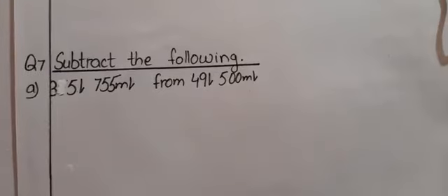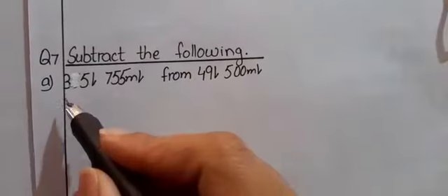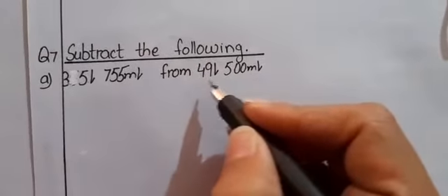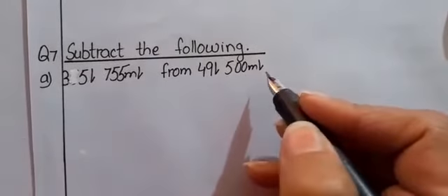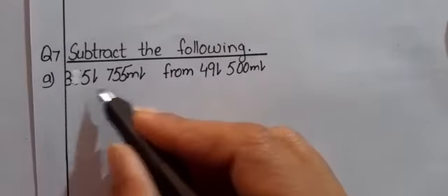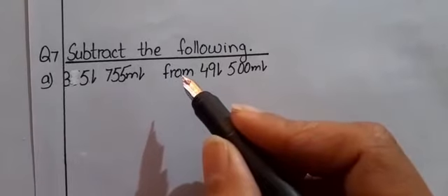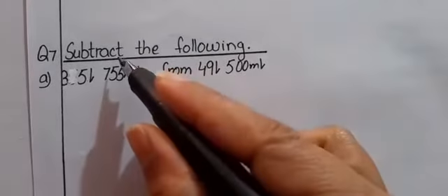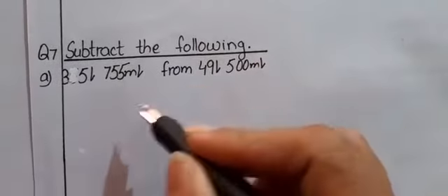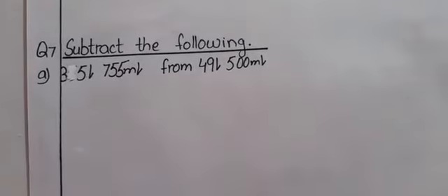So boys, after doing part E, we will move toward our next sum, that is subtract the following: 35 liters 755 milliliter from 49 liter 500 milliliter. As you can see, there is "from". It means we have to subtract this from this. I have told you that whenever it is "from" in a subtraction sum, the value that comes after "from" will come first and the value that is before "from" will come second.